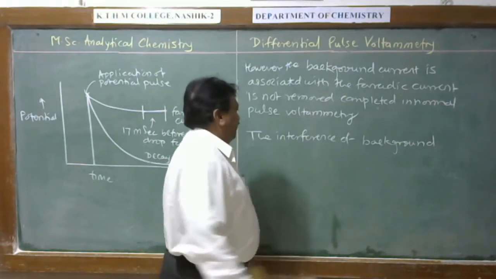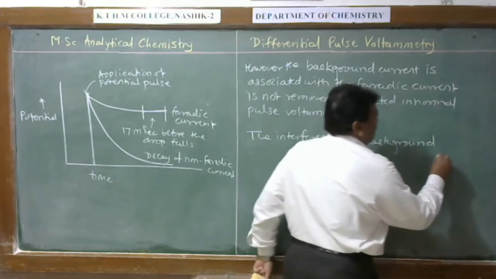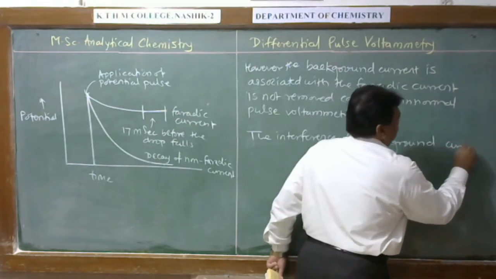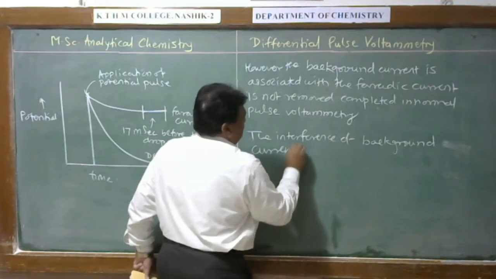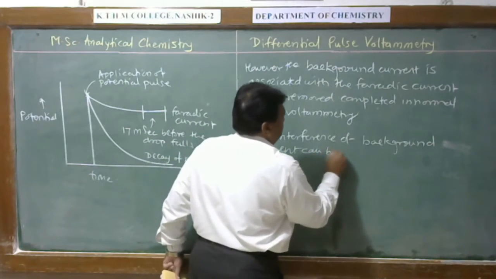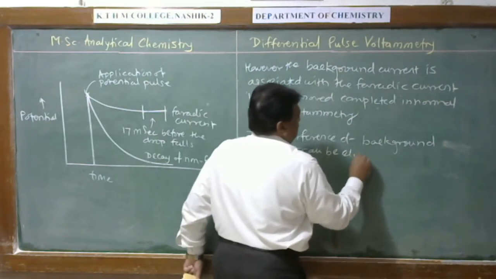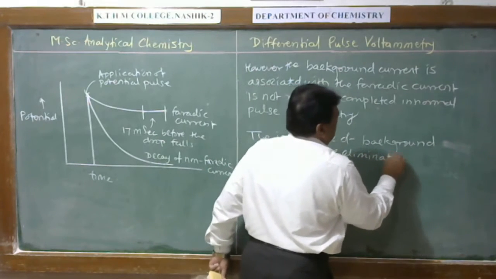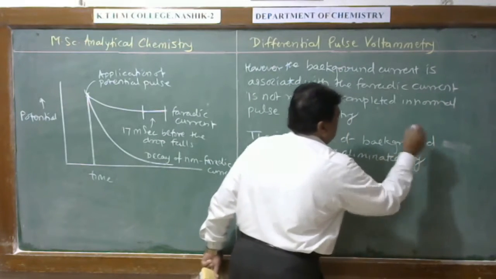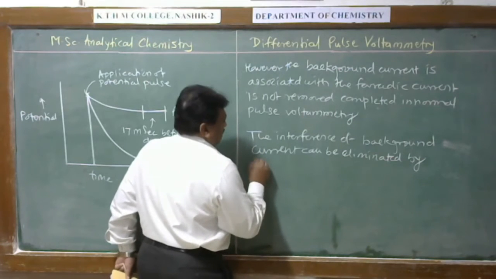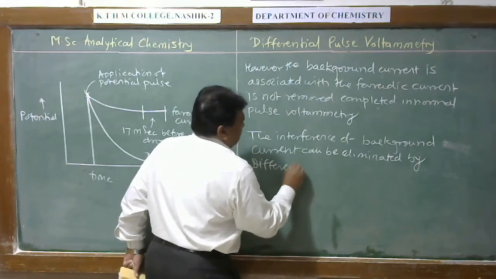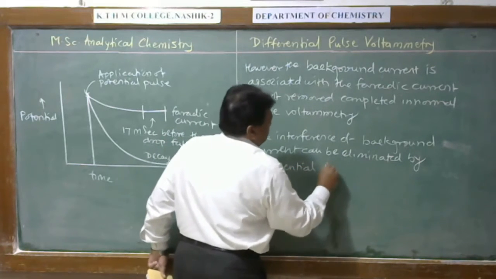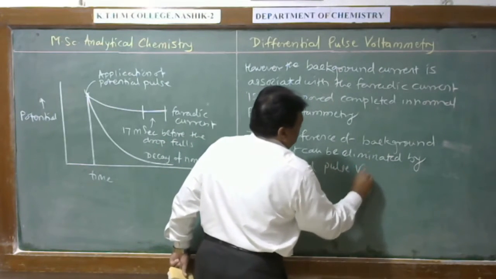a differential pulse voltammetry is used. Therefore, the interference of background current can be eliminated by differential pulse voltammetry.